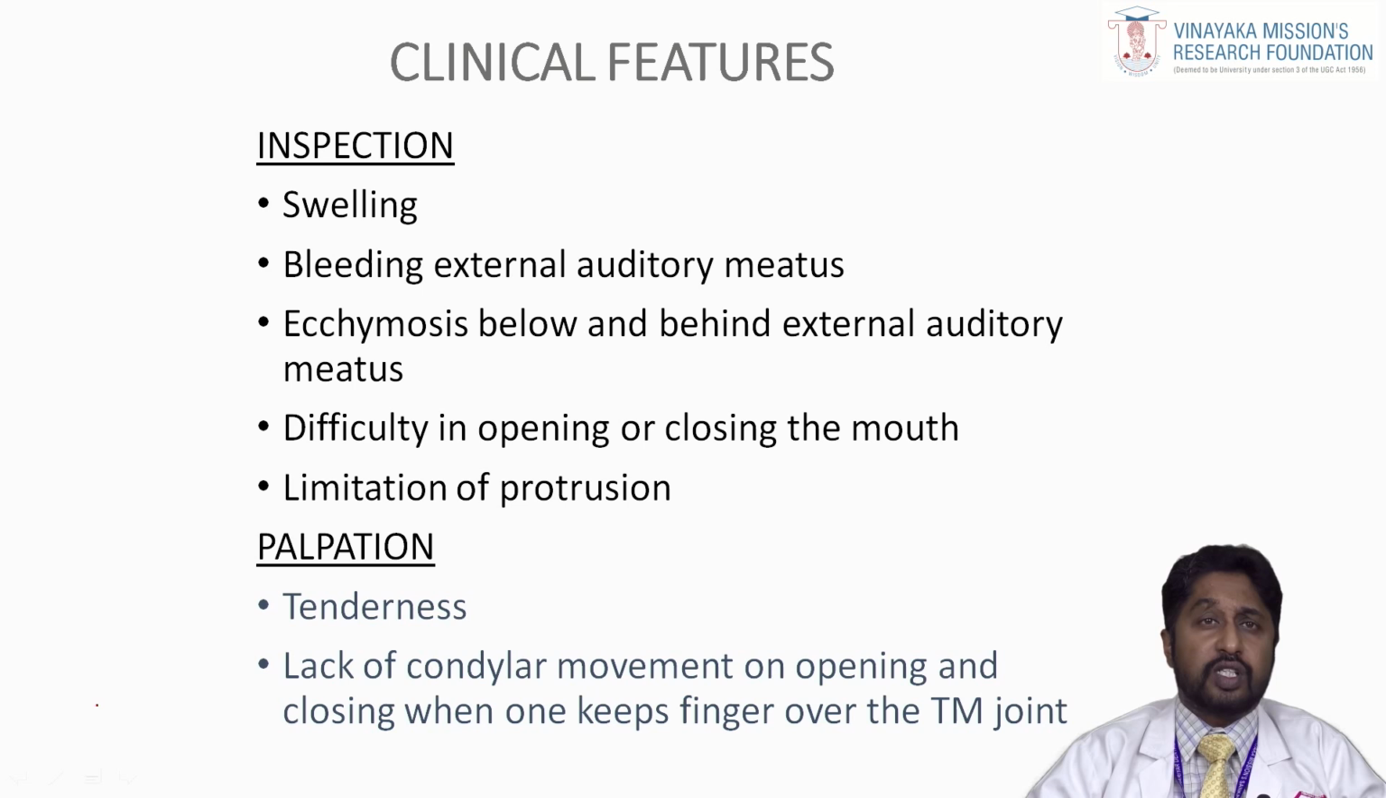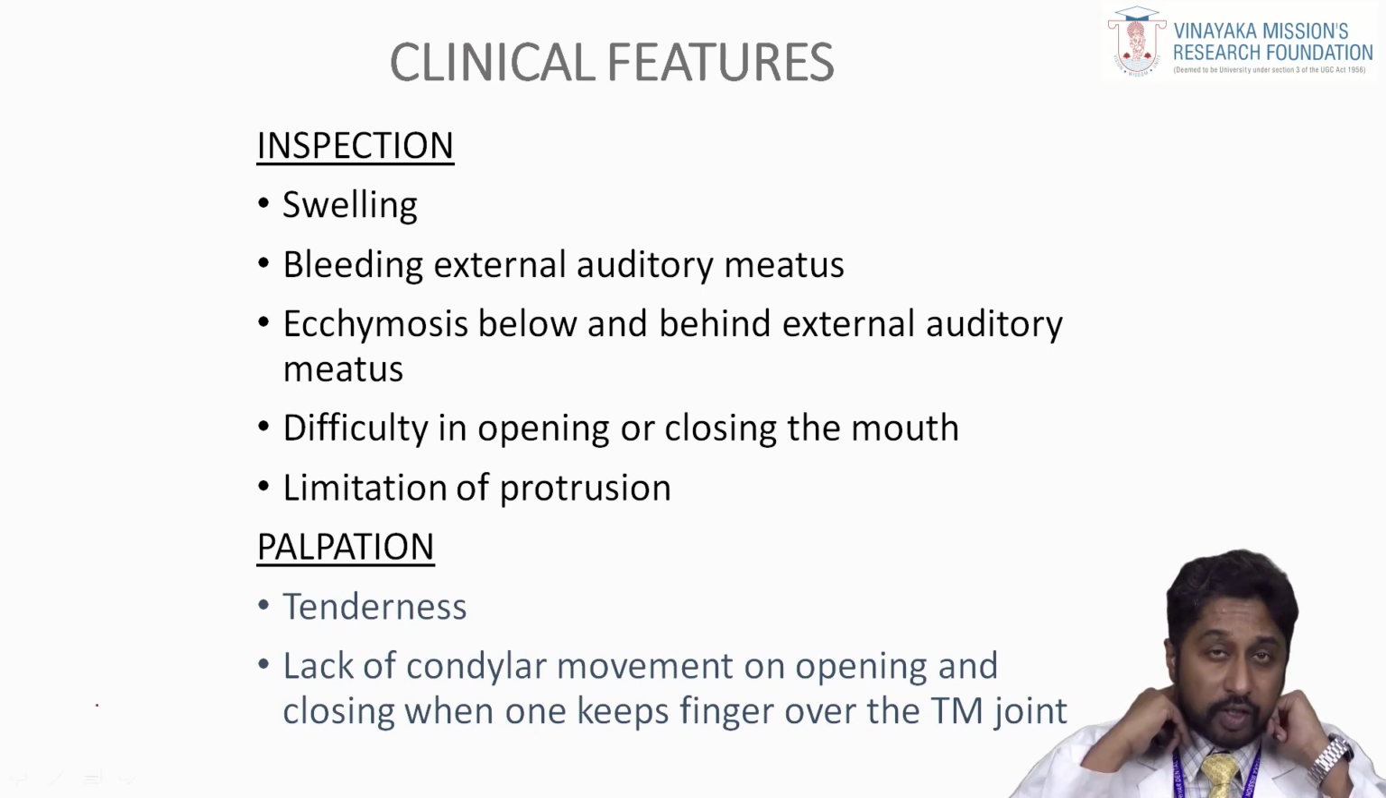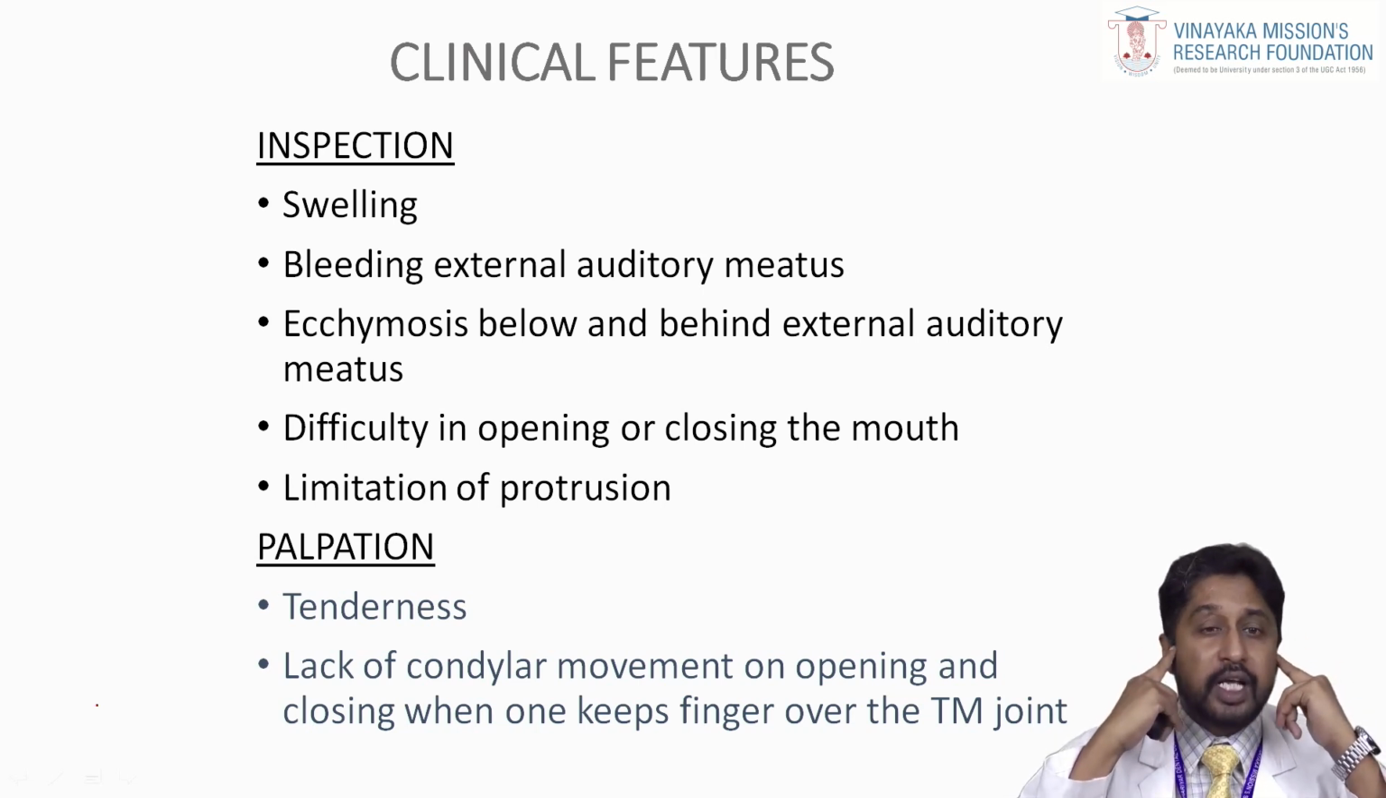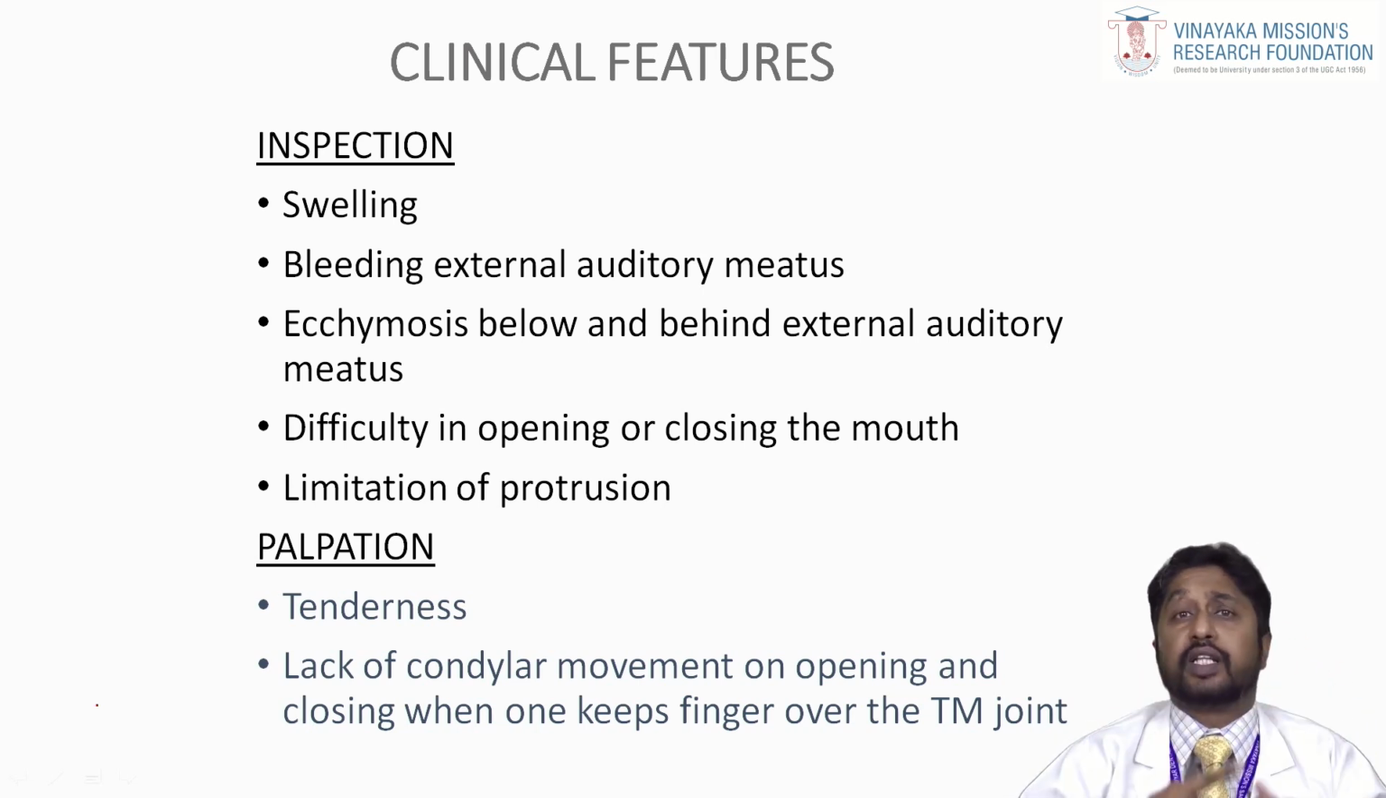So inspection, first you inspect. First you have swelling; you will find a swelling over the condyle region. Next you have bleeding from the external auditory meatus. Next you have ecchymosis behind the external auditory meatus. Difficulty in opening or closing the mouth. Limitation of protrusion. When you feel over the condyle region, you tell the difficulty in the patient's opening the mouth.